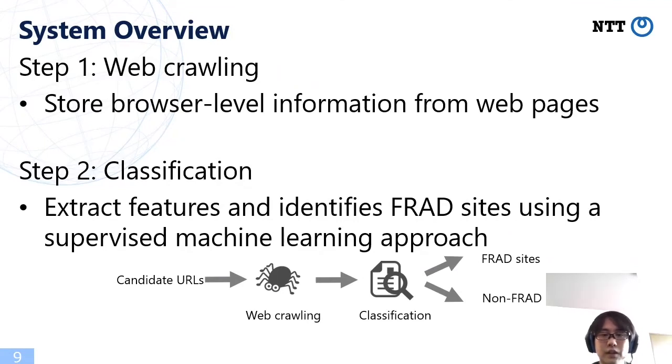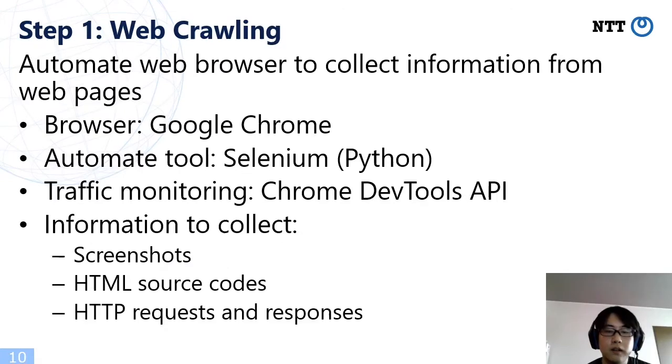Our system consists of two steps: web crawling and classification. In the first step, the system accesses candidates of fraud sites and collects browser-level information. Then the system extracts features and identifies fraud sites using a machine learning approach. Let me explain our system in more detail.